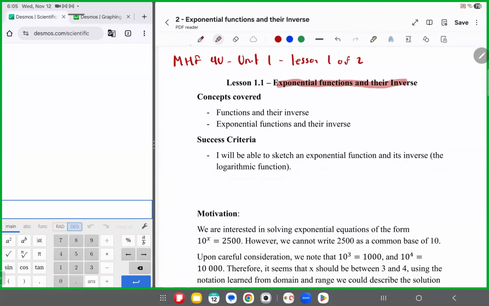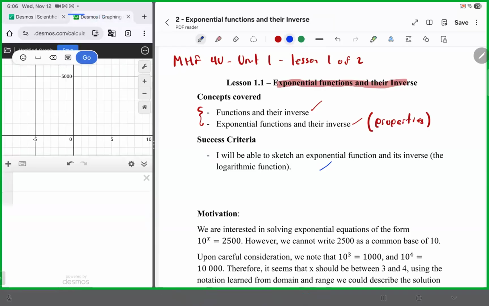In general, we're going to be studying functions and their inverse, and specifically, we'll be having a look at studying exponentials and their inverse, as well as some properties of these. So we will summarize those at the end of the lesson. In general, we'll know that the class has gone well because you'll be able to sketch an exponential function and its inverse. For technology today, I have the Desmos scientific calculator as well as the Desmos graphing calculator.